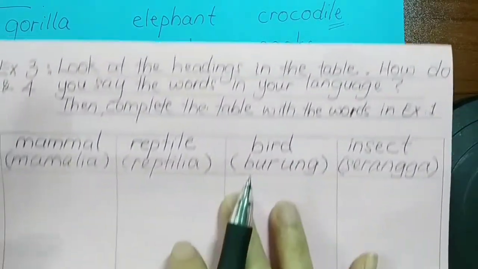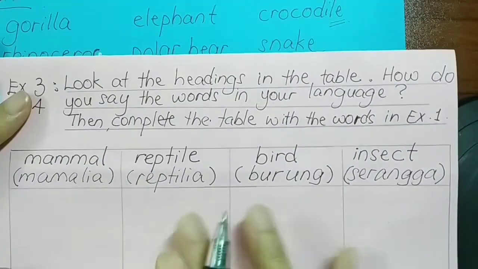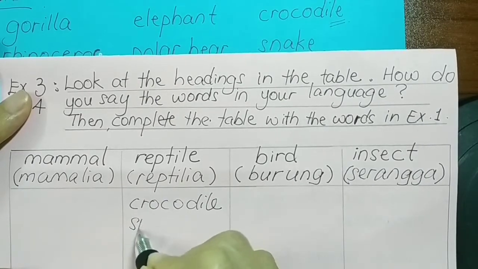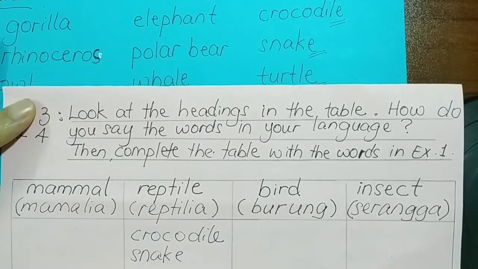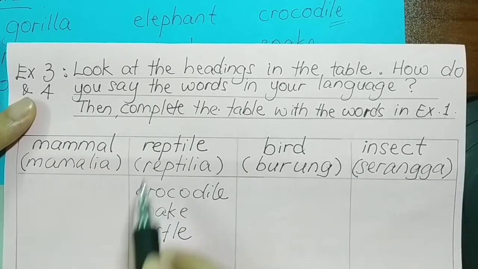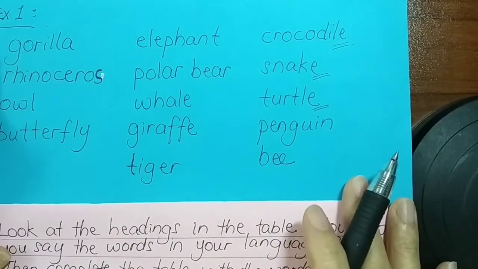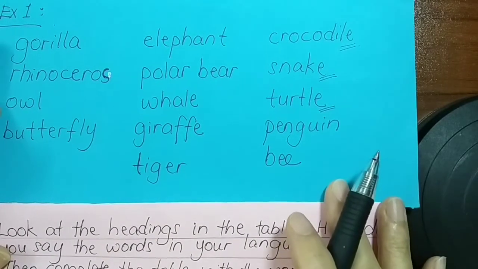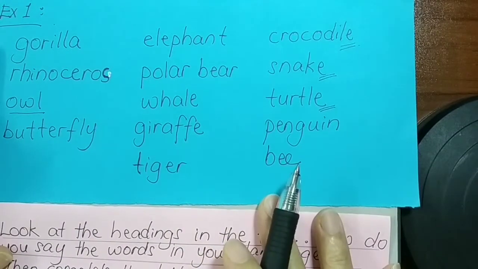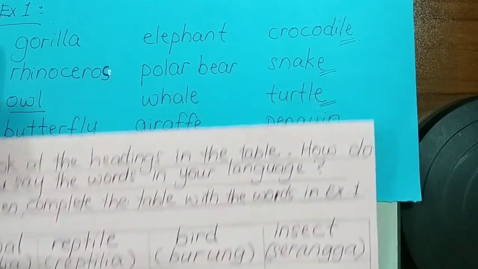So we write down 3 here under reptile, crocodile, snake, and turtle. So this column is complete. Okay, let's say for bird group, which one would it be? Owl, right? Owl is definitely the bird in the bird group.